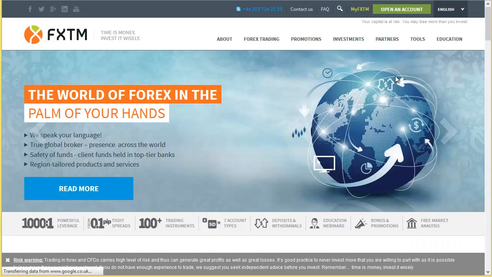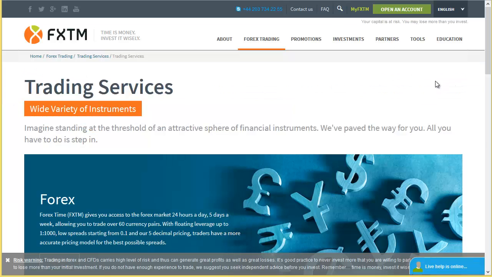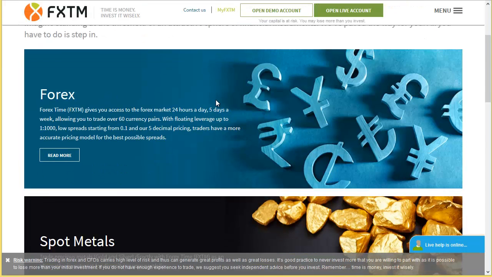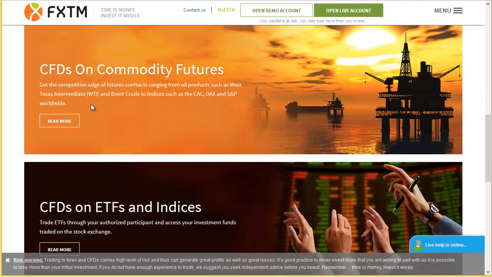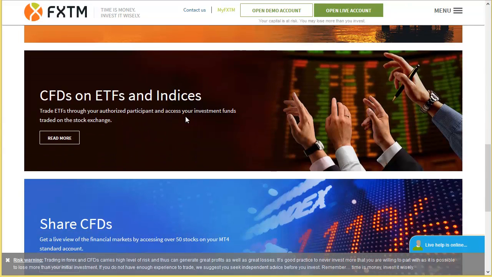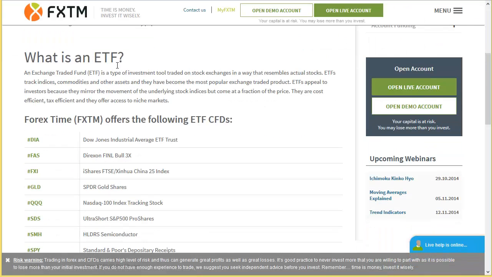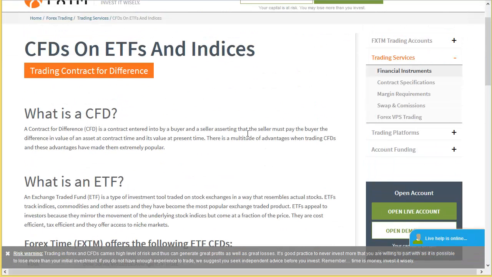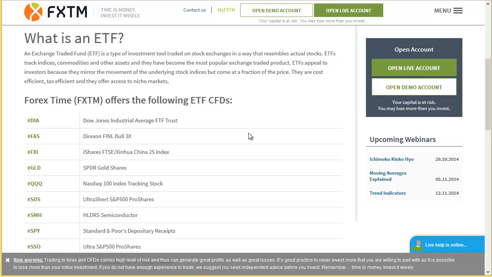So the first thing, you pop up, and then there's a slider that has a lot of different instruments. What I find most interesting is this 100 plus trading instruments. That is massive because they don't offer just Forex. They offer spot metals, CFDs on commodity futures, CFDs on ETFs, excuse me, and indices. So, for example, go ahead and click on that, and it gives you a rundown of what is a CFD, a contract for difference, what's an ETF.